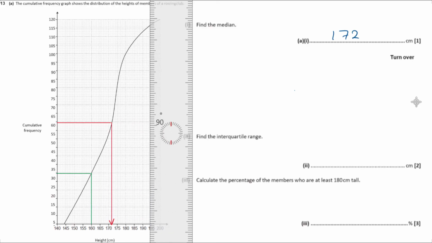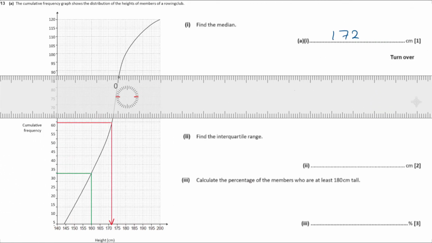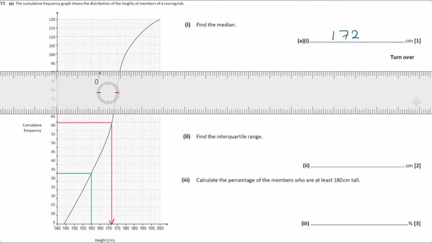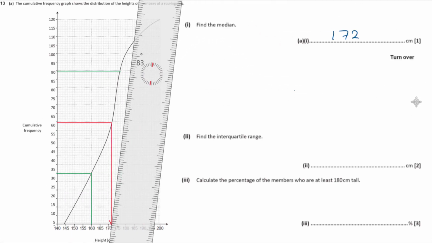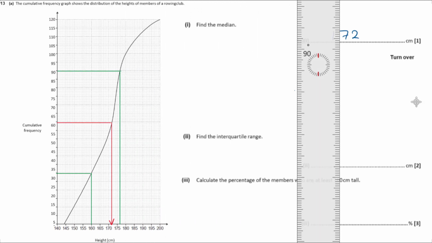So read across from 30, and then 3/4 of the way through. 30 times 3 is 90, isn't it? So I'm going to read across from 90. So find 90. Read across to your curve. Change direction. Read down. Okay, so my lower quartile Q1 is going to be 160, and Q3, my upper quartile, I'd say that's about 177.